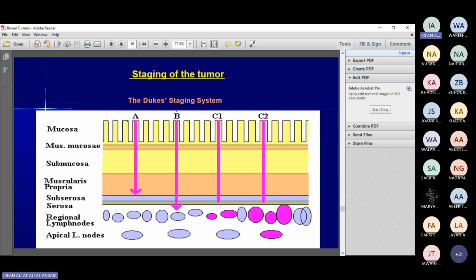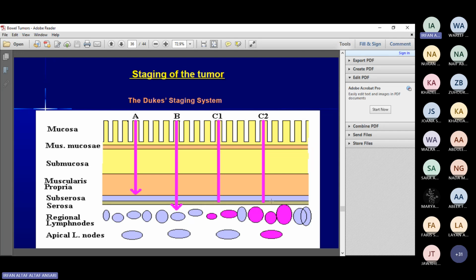B is just like involving the muscularis. And C1 is muscularis but not coming to the serosa, with local lymph nodes. Okay. And C2 is going beyond, with the regional lymph nodes.